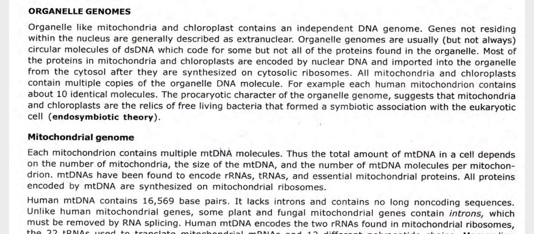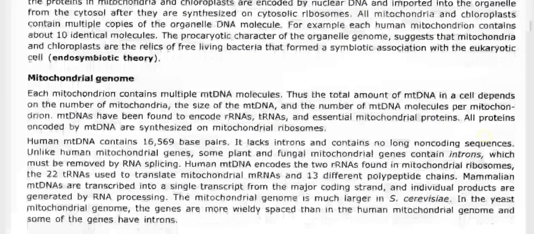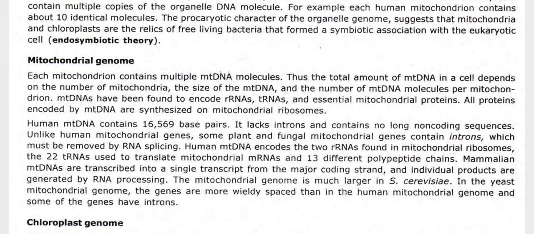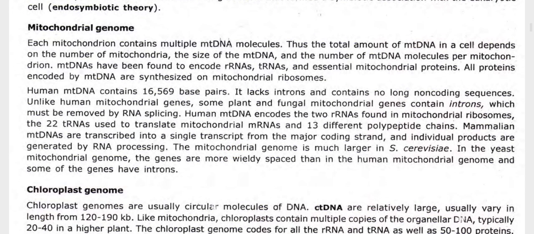All mitochondria and chloroplasts contain multiple copies of the organelle DNA molecule. For example, each human mitochondrion contains about 10 identical molecules. The prokaryotic character of an organelle genome suggests that mitochondria and chloroplasts are descendants of free-living bacteria that formed a symbiotic association with the eukaryotic cell. That is the endosymbiotic theory. You might have learned about this earlier. If not, just search about this endosymbiotic theory.